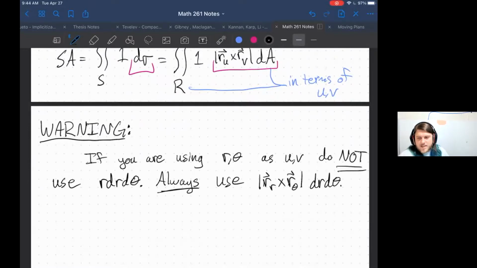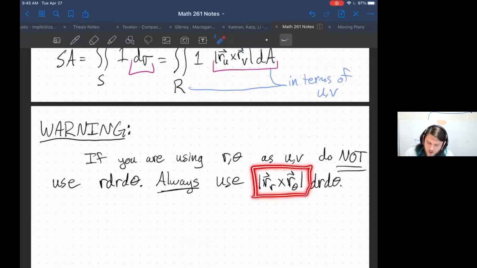Right, so this isn't just a normal switch to polar coordinates, or a normal switch to cylindrical or spherical coordinates. I'm living inside of that coordinate system, but I might use two different coordinates. You could have potentially used z and r, and this r might not have shown up, or you could have potentially used z and theta. It might be a z or it might be something else. The point is, we always want to use this magnitude of the cross product.